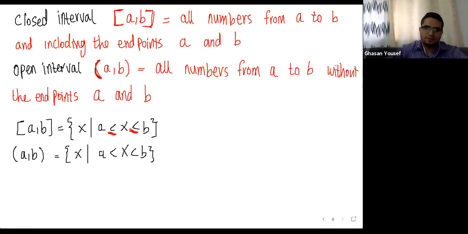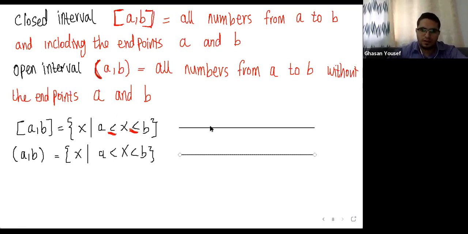And the graph for the first one, if we need to graph it, would be something like this. Here, all elements between A and B are included, and A is included. So this is my A, a closed ball, and this is B, also a closed ball, and all elements between A and B. For the second one, at A is an open circle, and at B is an open circle. But all elements between A and B are in the set, in the interval. Is it clear? So this is a closed interval and an open interval.